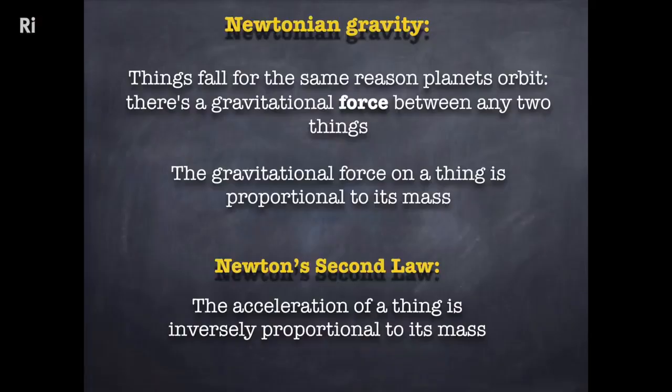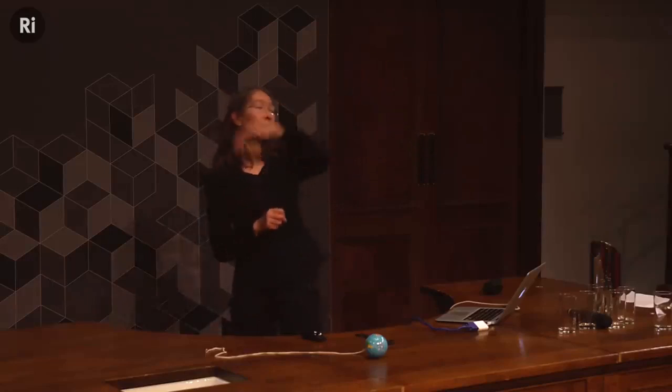His explanation was that there's a force, a gravitational force that exists between any two objects in the universe. And so Newtonian gravity explains the orbits of the planets in terms of this gravitational force. The Earth orbits the Sun because there is a gravitational force pulling on the Earth, keeping it in its orbit around the Sun. So it explains the orbits, but it also explains Galileo's fact, the fact that falling objects, if they're close together, fall together.